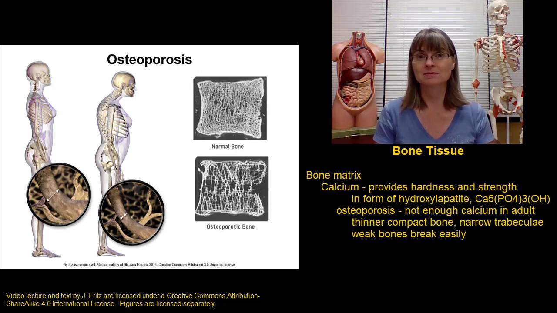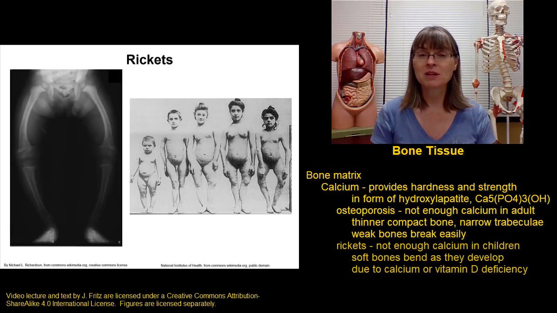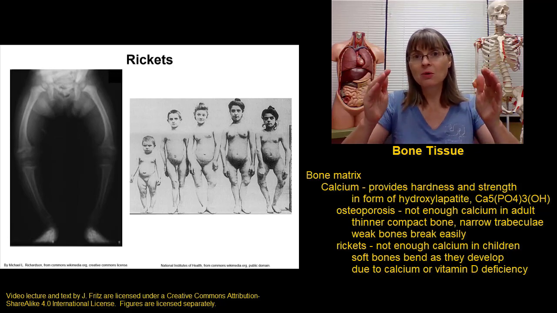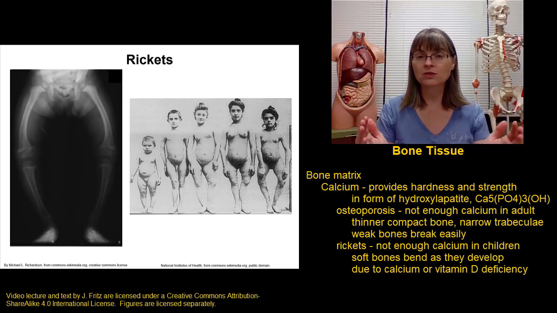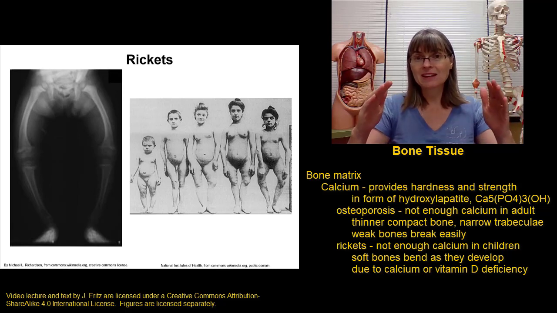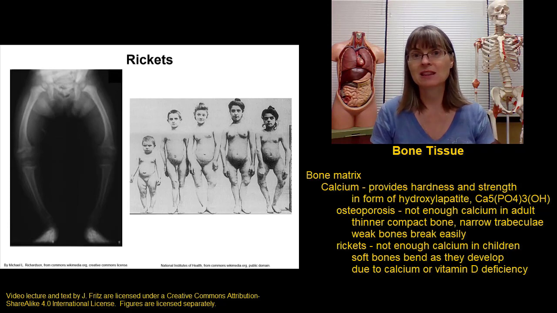When there's not enough calcium in the bones of developing children, we see a different problem. This is rickets. In this situation, there's not enough calcium to strengthen the bones and make them hard, and the bones can actually bend or bow under the weight of the body, resulting in the characteristic bow-legged shape you can see in these pictures of people with rickets. Since vitamin D is necessary for the body to be able to absorb calcium, we see rickets as the result of calcium deficiency or vitamin D deficiency.